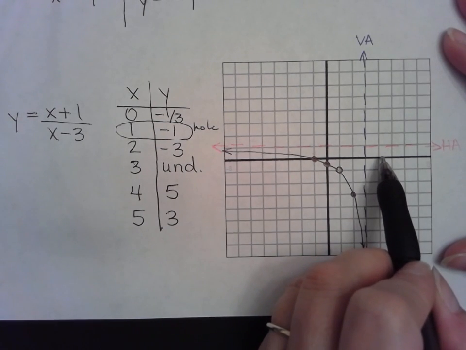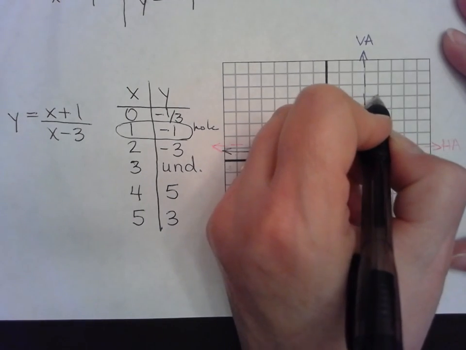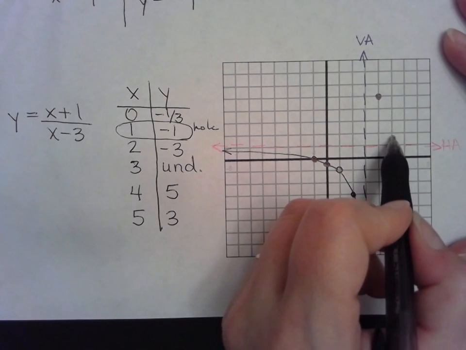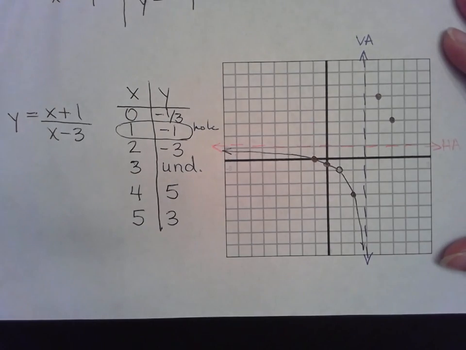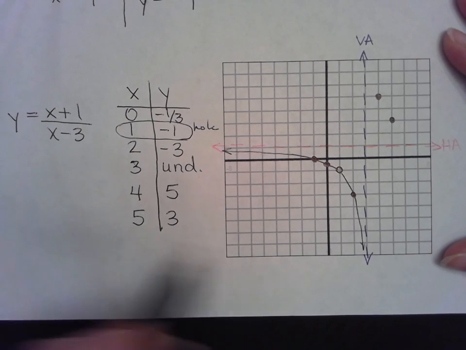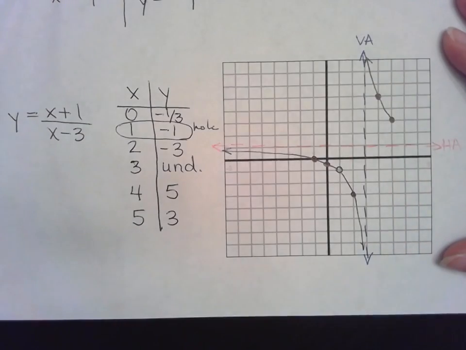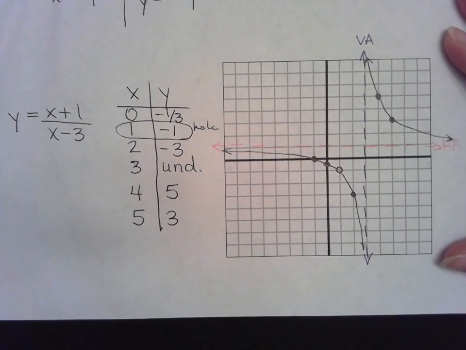Notice again, my hole is in line with the rest of my curve. On the right-hand side, I have a point at (4, 5), and (5, 3). Same thing's true here. I could plot more points if you wanted to continue adding, but it's still going to approach these dotted lines. It's going to approach the vertical asymptote in the middle and the horizontal asymptote at the end.